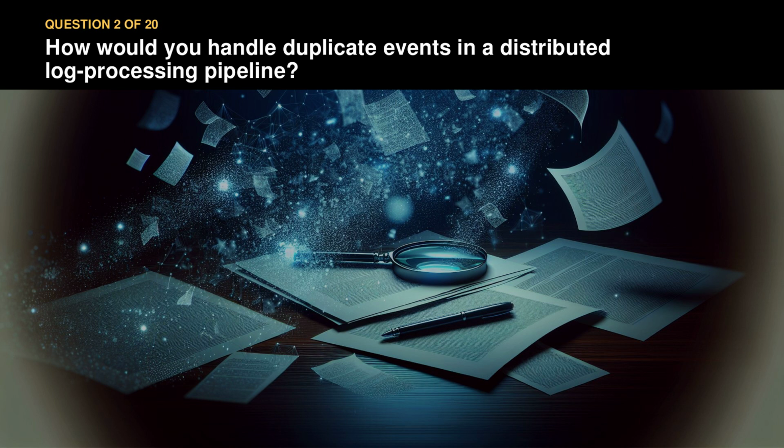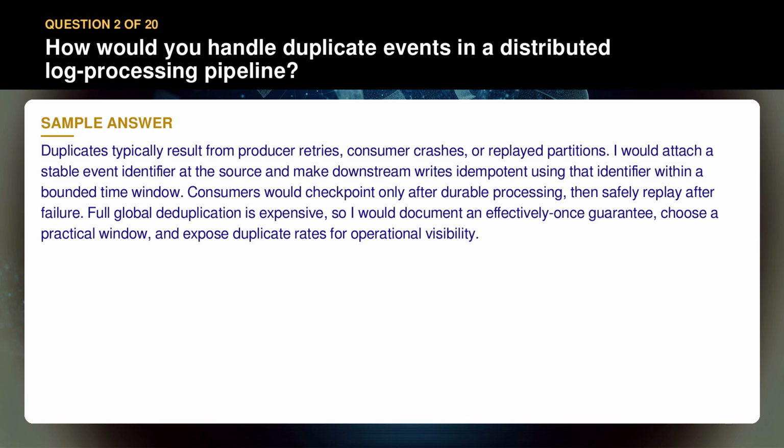Question 2. How would you handle duplicate events in a distributed log processing pipeline? Duplicates typically result from producer retries, consumer crashes, or replayed partitions. I would attach a stable event identifier at the source and make downstream writes idempotent using that identifier within a bounded time window. Consumers would checkpoint only after durable processing, then safely replay after failure.